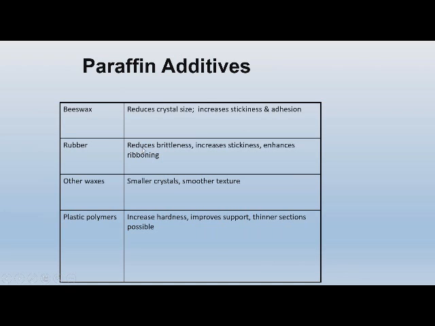Rubber was also used. It says it reduces brittleness. In my mind, I would think it would cause brittleness, but apparently not. But it increases stickiness, which enhances ribboning, just like the beeswax did. If we tried to ribbon a block of paraffin with no beeswax in it, with just that candle paraffin, it was virtually impossible. Sometimes they'll mix waxes together to get that smaller crystal, and the reason we want smaller crystals is for better infiltration of the paraffin into, obviously, the tissue.